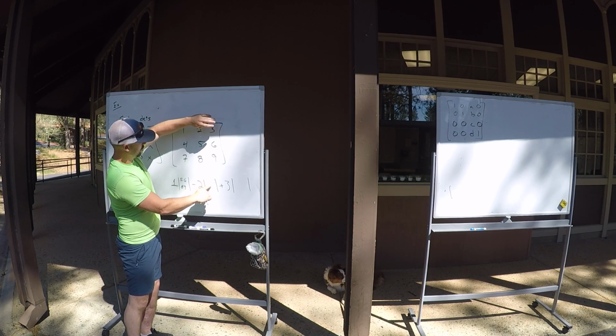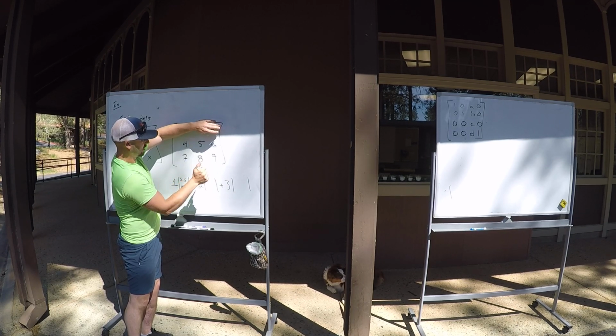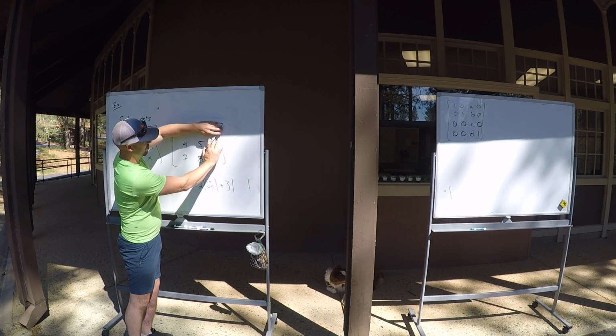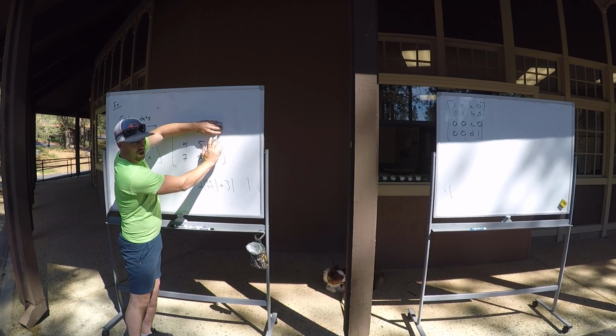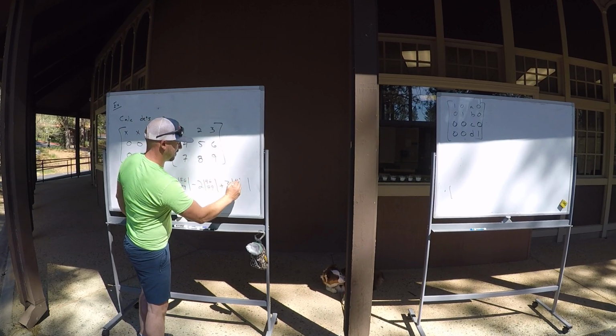Then for 2, we cover up first row, second column, so we get 4, 6, 7, 9. And for 3, we cover up first row, third column, and get 4, 5, 7, 8.